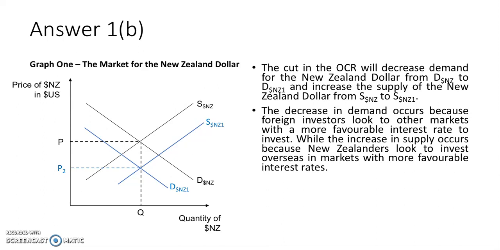New Zealanders will also go and find other markets with better returns. So as they're going to go overseas, they need to buy foreign currency. To buy foreign currency, they need to sell New Zealand currency, which is why supply increases from SNZ to SNZ1.